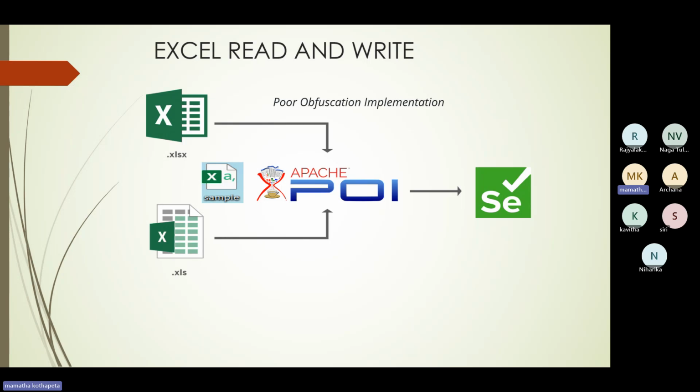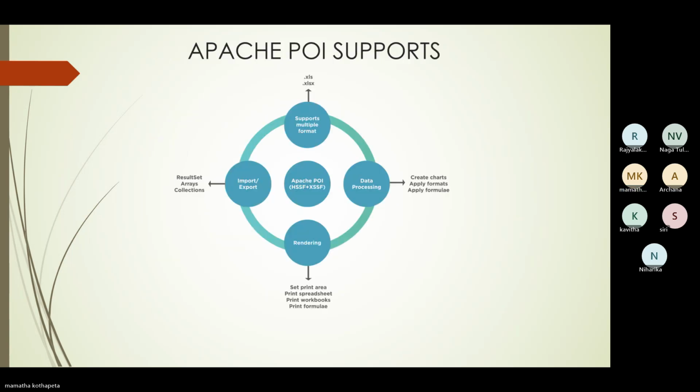Now, Apache POI is an open source library distributed by the Apache Foundation. Correct? We all know that now. This is all the formats where Apache POI supports, and it clearly says that it supports multiple formats: .xls and .xlsx. We'll see in a few minutes what this is. It also creates charts, applies formats, and applies formulas for data processing. This is anyway out of scope for our automation, but as Apache POI, you should know what all it supports. For rendering the data, it says set print area, print spreadsheets, print workbook, print formulas. It also does that activity.